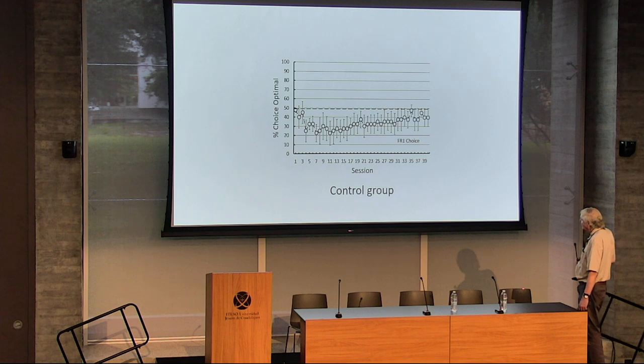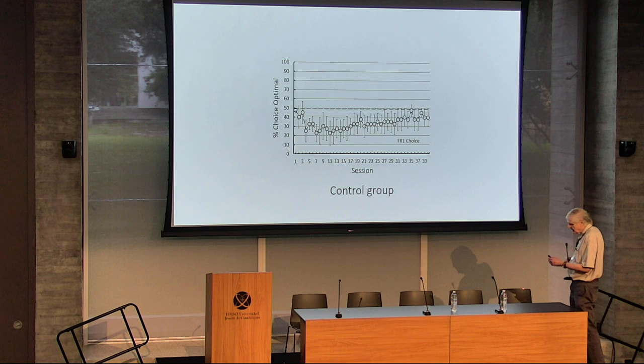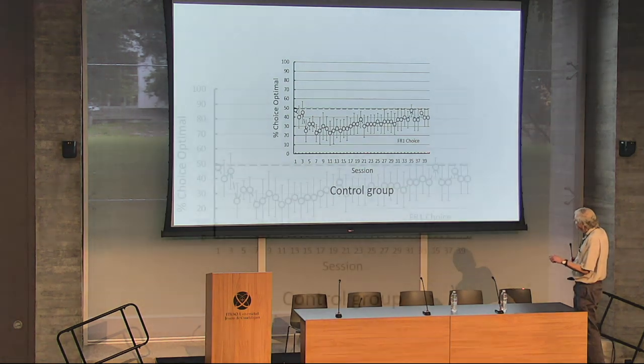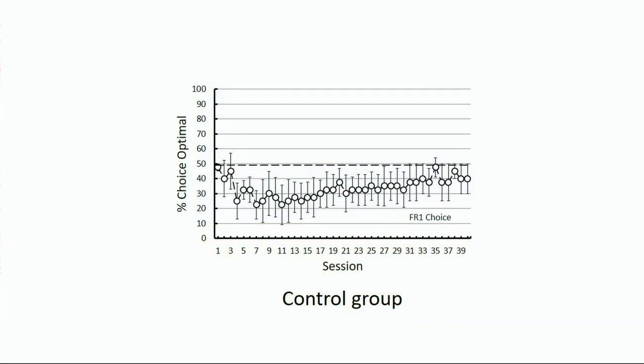And here is the control group with a fixed ratio one, just a single peck, and you can see the results are very similar, suboptimal choice. You can see, though, if we continue training, I think we ran only 20 sessions in the original task. If you go out to 40 sessions, you can see that they're inching up, but they're inching up to indifference between the two alternatives.